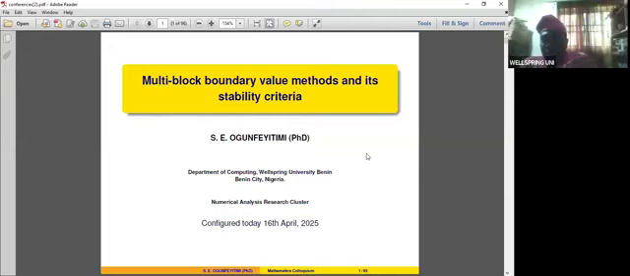So the first thing we are going to do is to develop a multi-block initial value method. And when we develop it, we check if it obeys the Dahlquist condition. If it cannot obey it, that's when we want to convert it to what? A multi-block boundary value method. That's when we convert it.